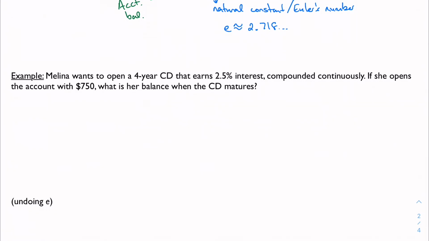So if we've got this 4-year CD earning 2.5% interest compounded continuously, there's my keyword. If that account is opened with $750, let's find the balance when the CD matures. The only time you're going to use this formula is if you see the word continuously in the problem. When I see the word continuously, that's when I'm going to use this.